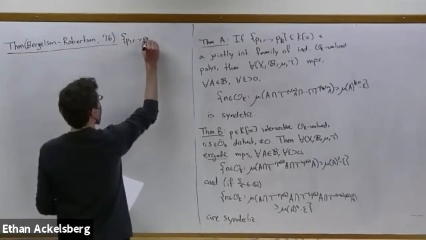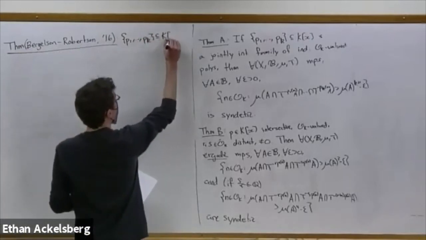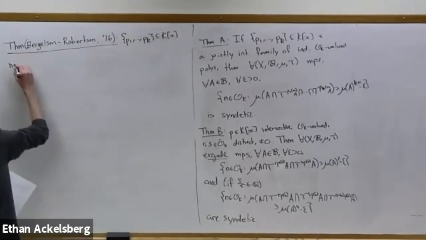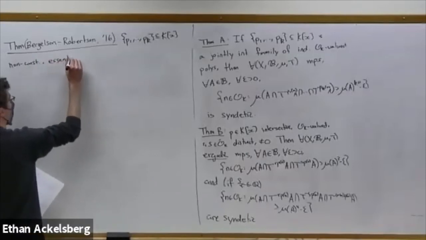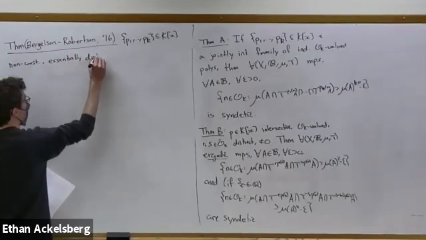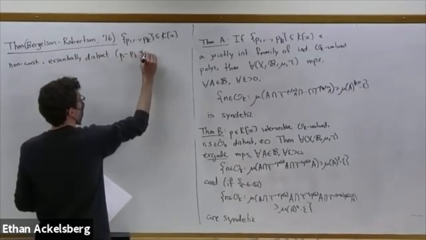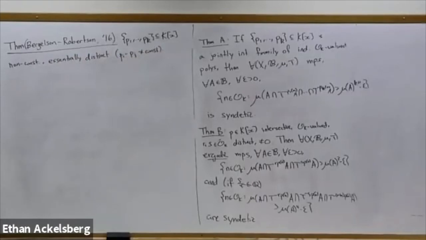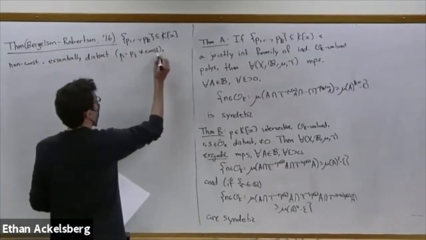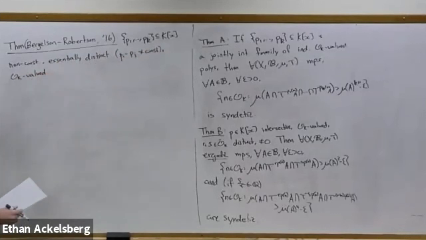P1 through PK are going to be non-constant and essentially distinct. Okay, so it just means that if you take two different polynomials and take their difference, you don't want to get a constant. And I want them to be integer valued.